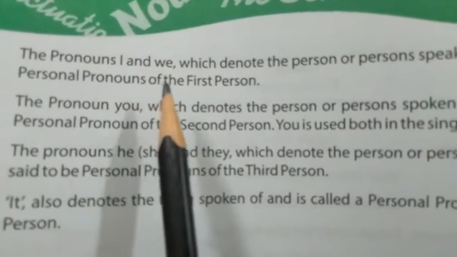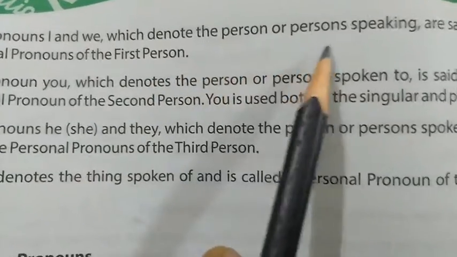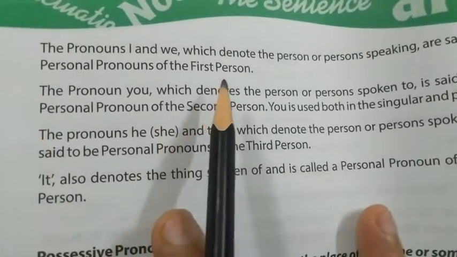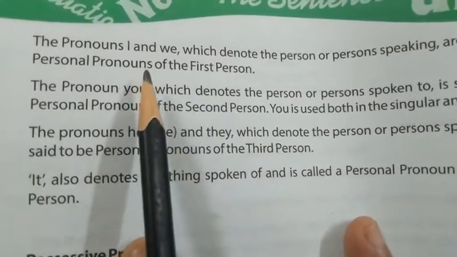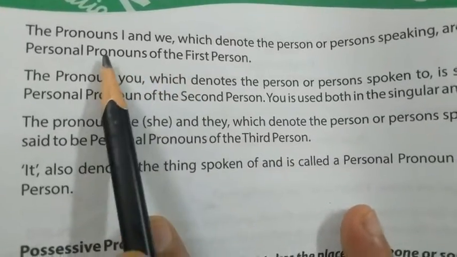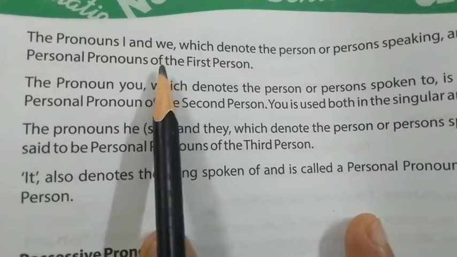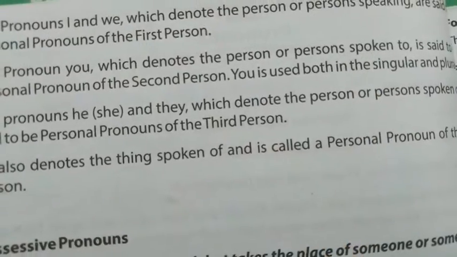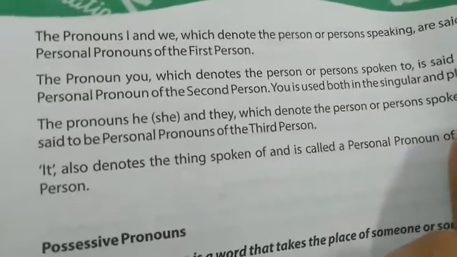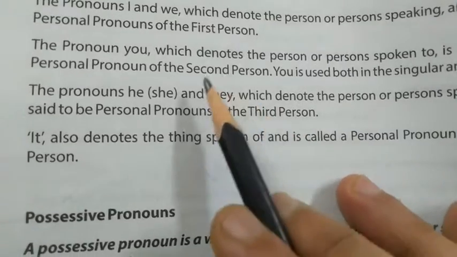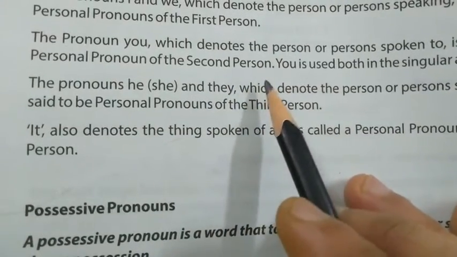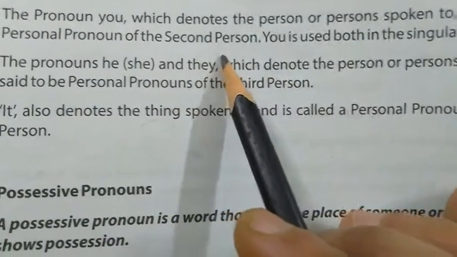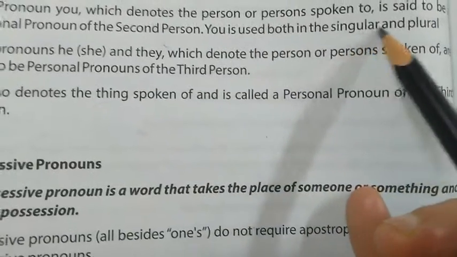Now the pronouns I and we, which denote the person or persons speaking, are said to be the personal pronouns of the first person. As I said, the person who is speaking, I and we. I is for singular person and we for plural person. Then the pronoun you, which denotes the person or persons spoken to, is said to be a personal pronoun of the second person. So you are the listener to whom I am speaking at the moment, so you will be considered as second person. Now you is used both in the singular and plural.